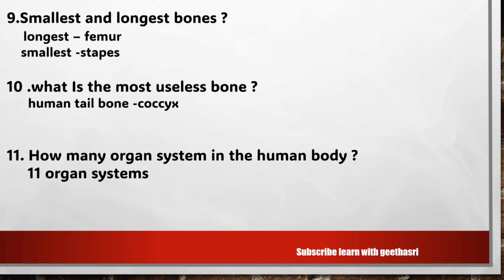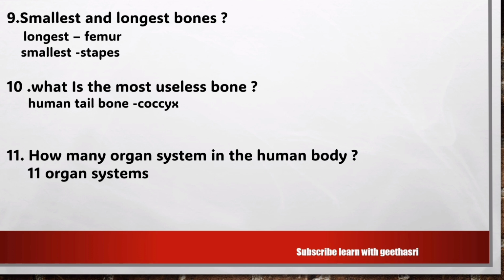Smallest and longest bones of the human body. This is a basic anatomy question. Longest bone is the femur, smallest bone is the stapes. Also remember the number of bones in the human body, that is 206 bones. What is the most useless bone? It is the human tailbone, that is coccyx.